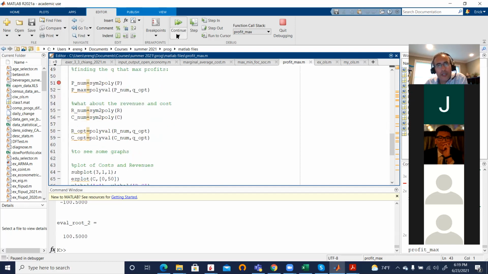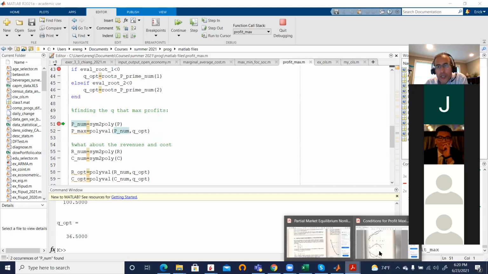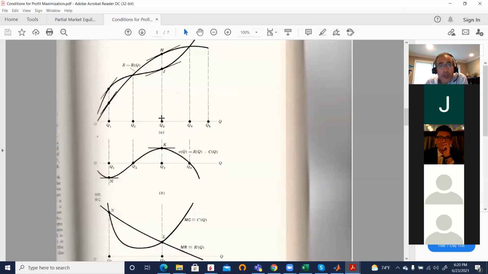Well, these are simply polynomials, easy to understand. So you can see my Q optimal is going to be 36.5. And this makes sense. Let me show you the Q optimal. This one here is going to be 36.5, the one that equalizes the first derivative, and the second derivative of the revenues is smaller than the second derivative of the costs. So this is this Q here. This is the optimal Q.